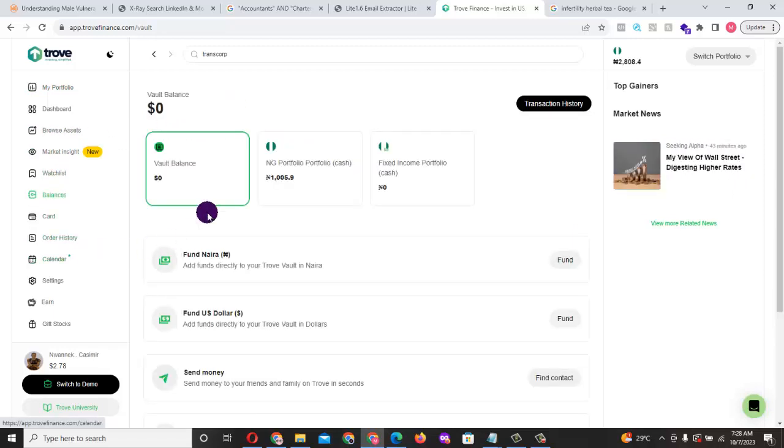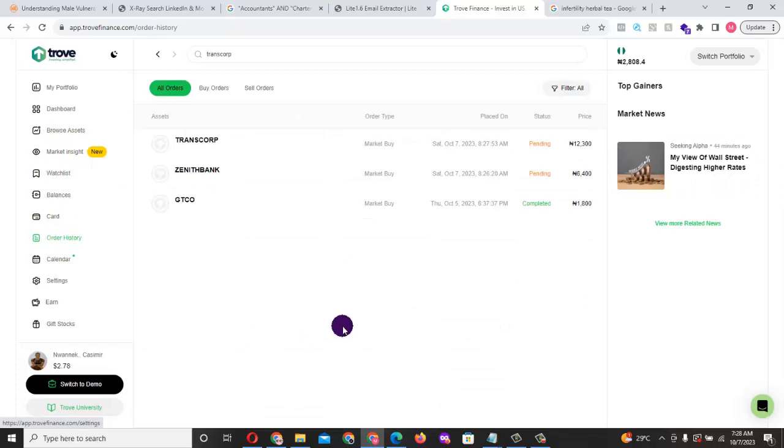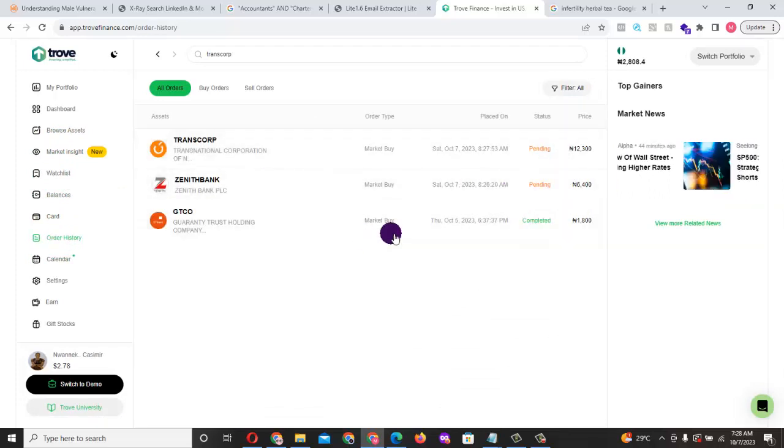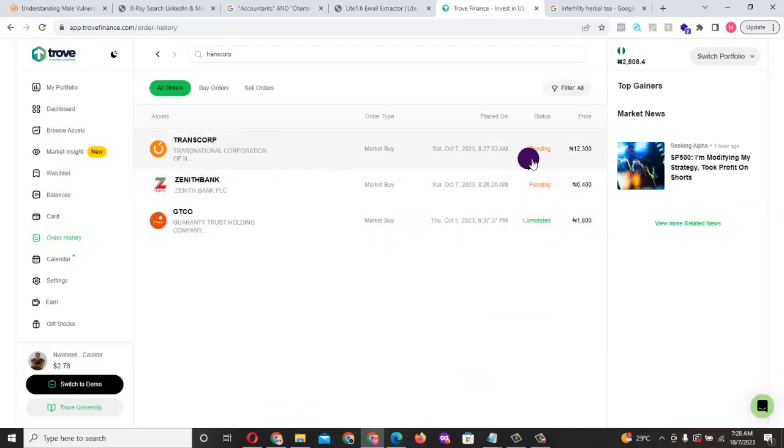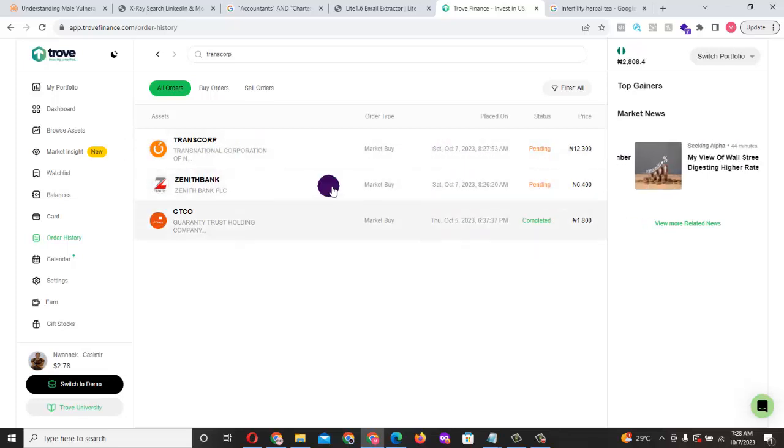So let me check my balance. I have 1,005 naira. So if you come to order history, you see the orders that I've just made. These are pending. Transcorp is pending. I purchased this. Zenith is also pending till the market is back to normal. So guys, this is how you can fund your account and also buy stocks.